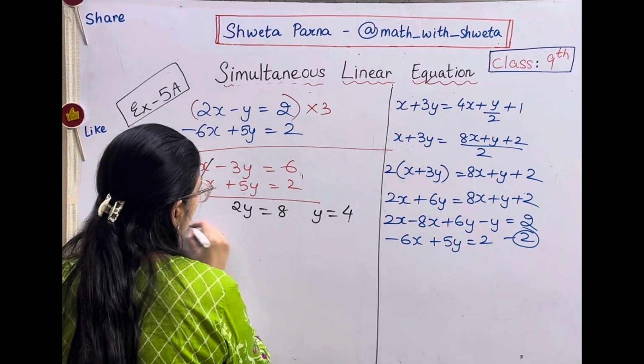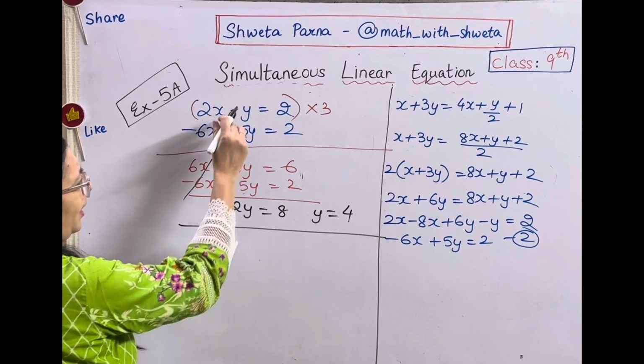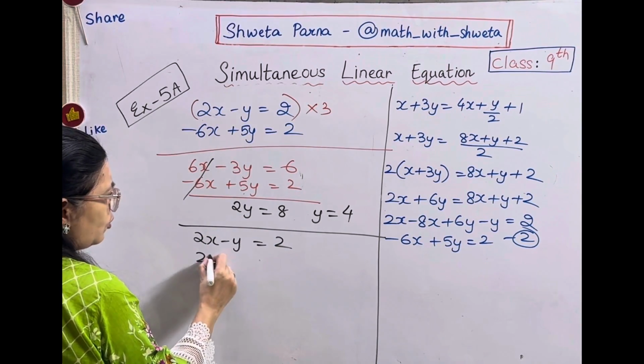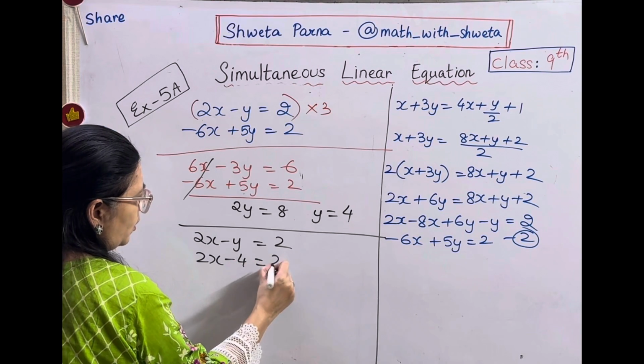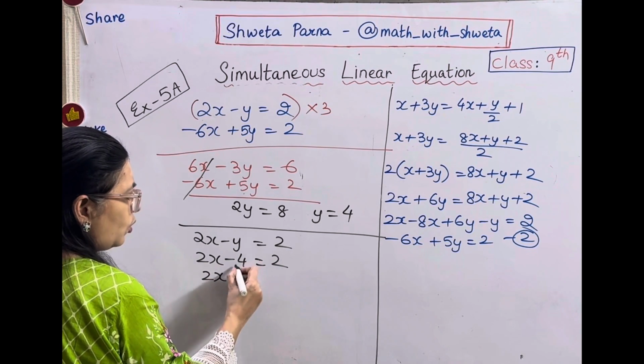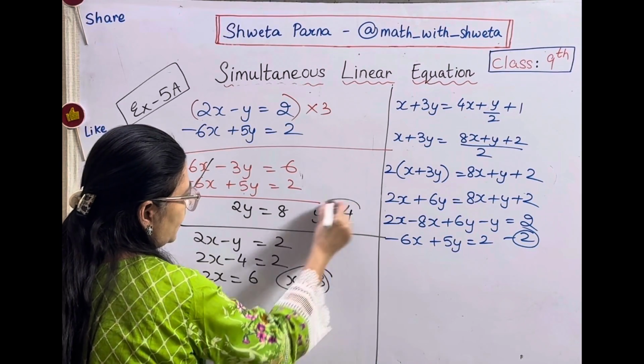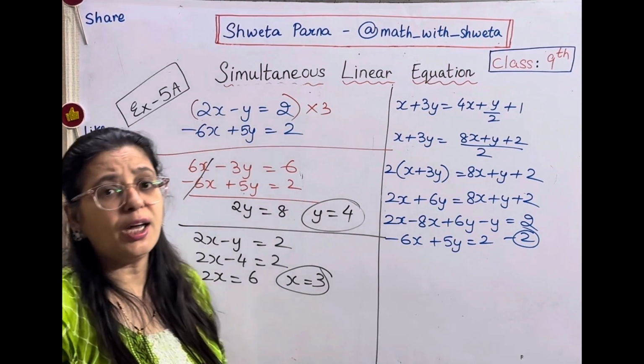Substitute in any equation. Say I substitute in 2x minus y is equal to 2. So 2x minus 4 is equal to 2. 2x is equal to 2 plus 4 which is 6. So x is equal to 3. These are the answers. Okay, I hope it's clear.